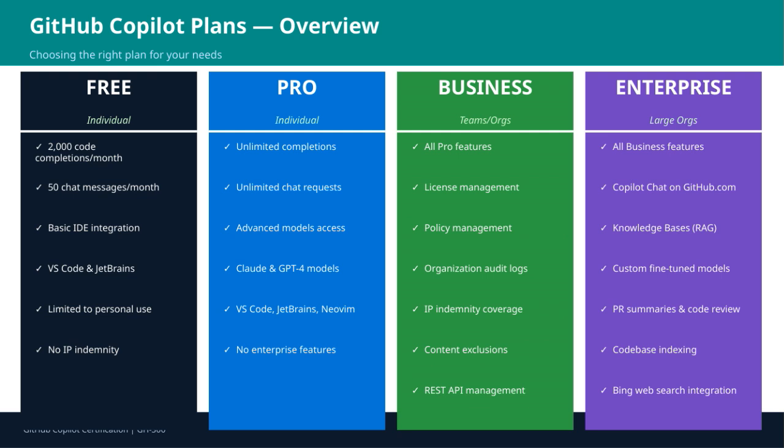Lastly, the Enterprise plan is tailored for large organizations. It includes all Business plan features plus advanced capabilities like Copilot Chat on GitHub.com, integration with knowledge bases for retrieval augmented generation, custom fine-tuned models, pull request summaries, code review assistance, codebase indexing, and even Bing web search integration. This plan is designed to leverage AI deeply across large, complex development teams. Each plan is thoughtfully structured to meet different levels of usage and organizational needs, from individual developers to expansive enterprises.